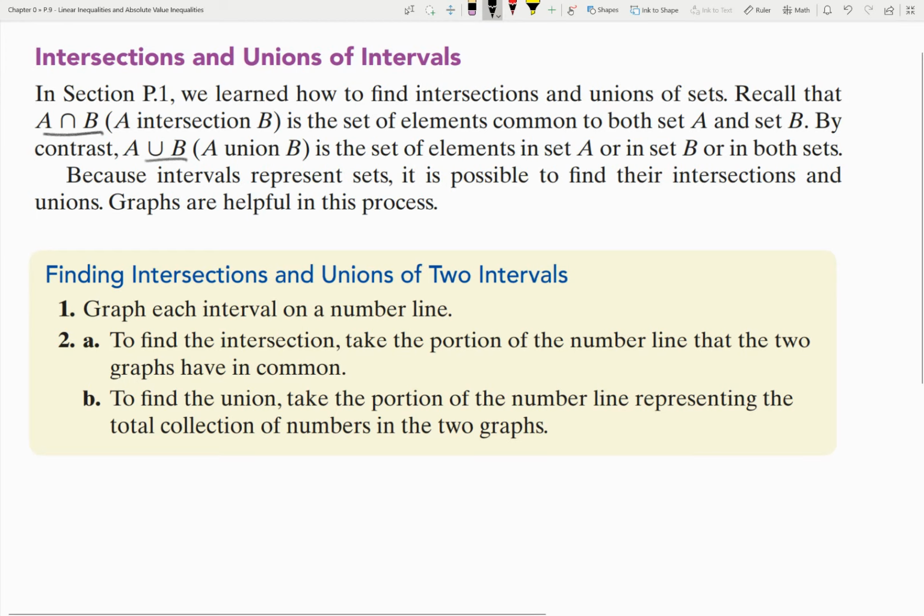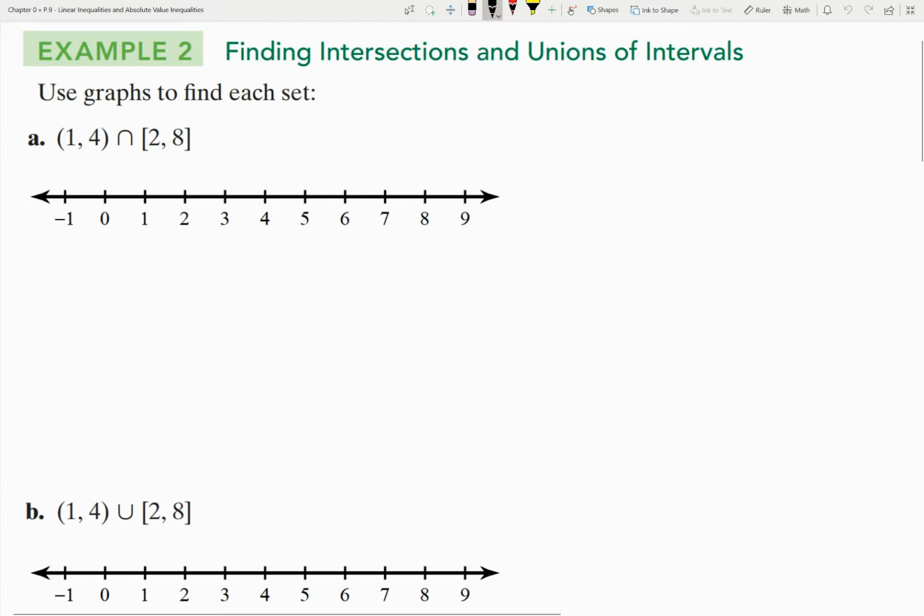So when I have two graphs, I'm going to just graph both of these pieces. So let's graph from 1 to 4 with parentheses. I didn't put another color up here. Let's just put blue. And then from 2 to 8 with brackets.